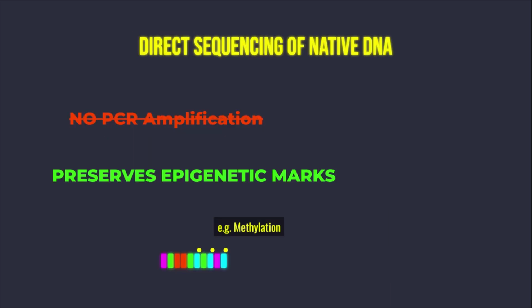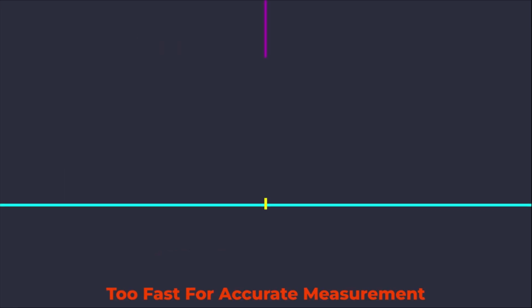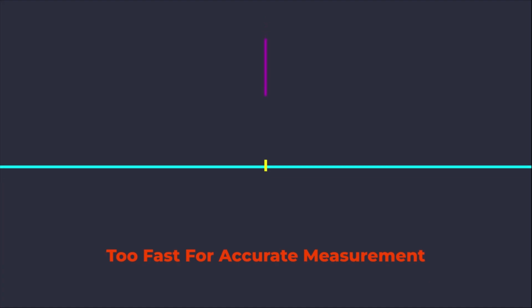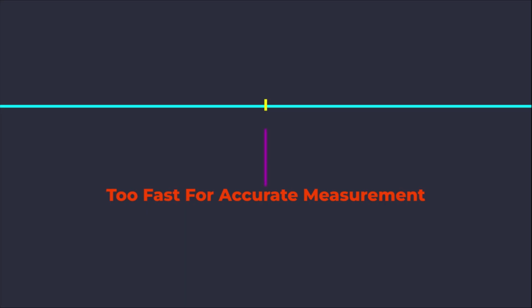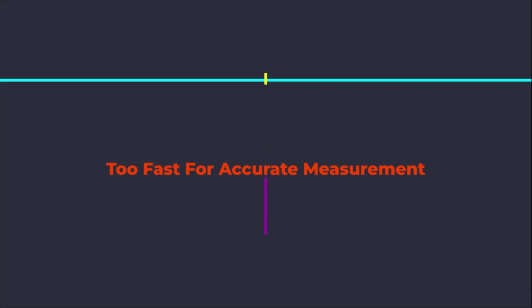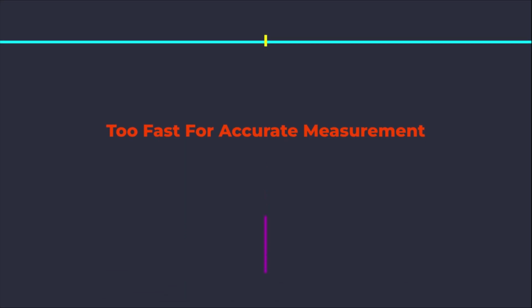The DNA does not need to be amplified via polymerase chain reaction, allowing for direct sequencing of native DNA. This direct reading capability means epigenetic modifications like methylation are preserved and alter the current signal, providing additional biological information. Uncontrolled translocation of DNA through the pore would be too fast for accurate measurement. This is where the motor protein, typically a helicase or polymerase, becomes essential.